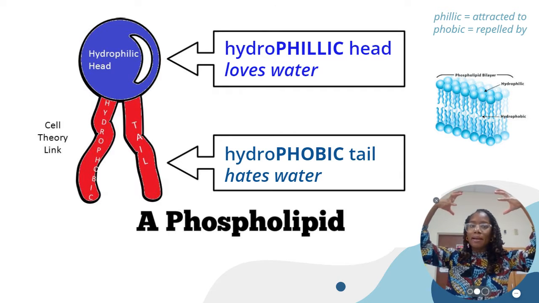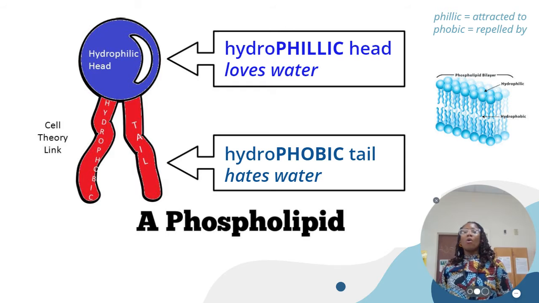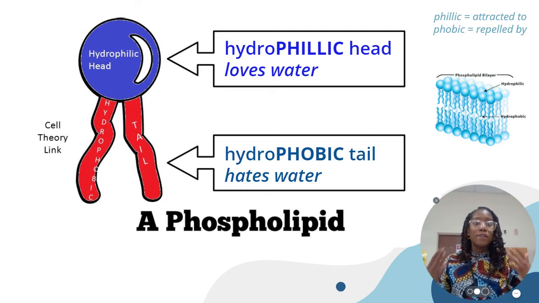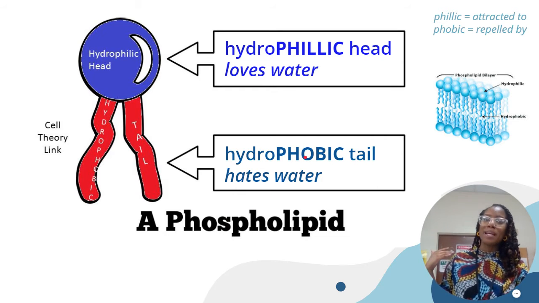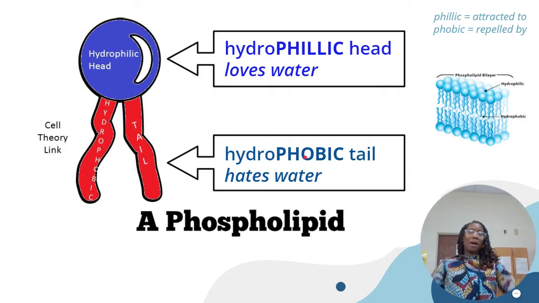Hydrophilic, philic means loves, attracted to, while the tails are going to be hydrophobic. So a phobia, such as arachnophobia, fear of spiders, trypophobia, fear of holes. A hydrophobic tail is going to hate water. It's going to be repelled by water.